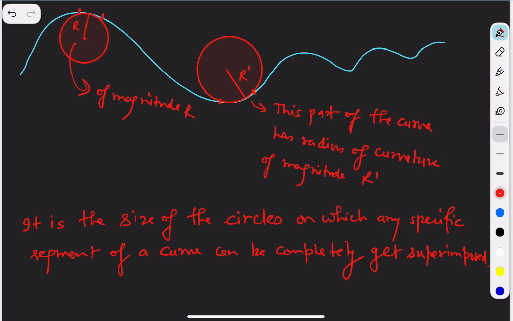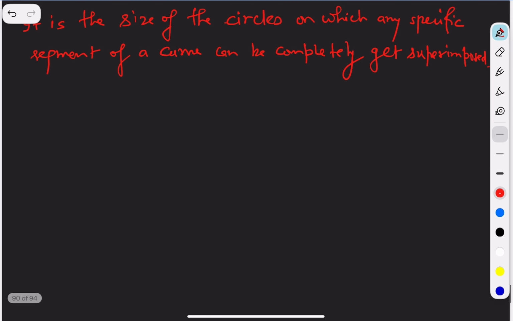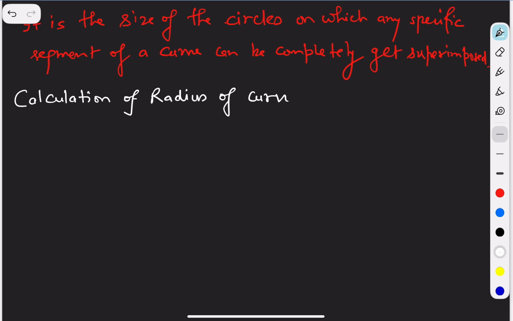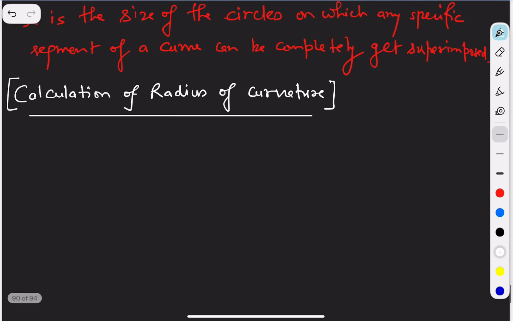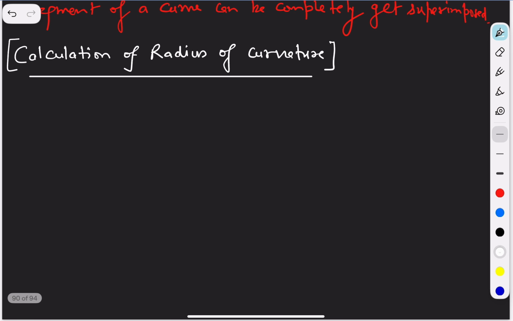Now the question comes, how do we calculate the radius of curvature? So, calculation of radius of curvature. Here we are going to focus now. To calculate the radius of curvature, there are two types of problem statement you will see in front of you.